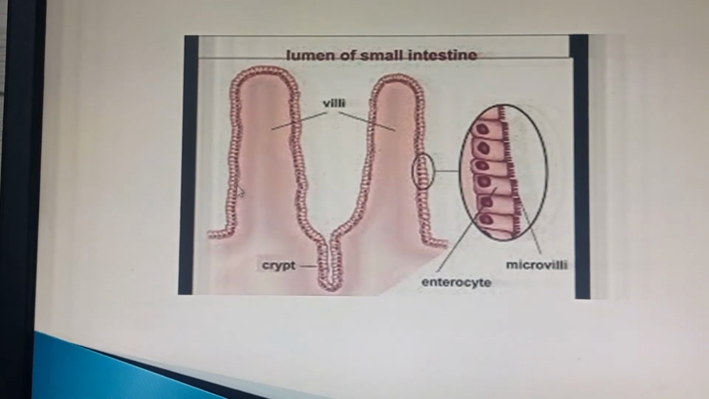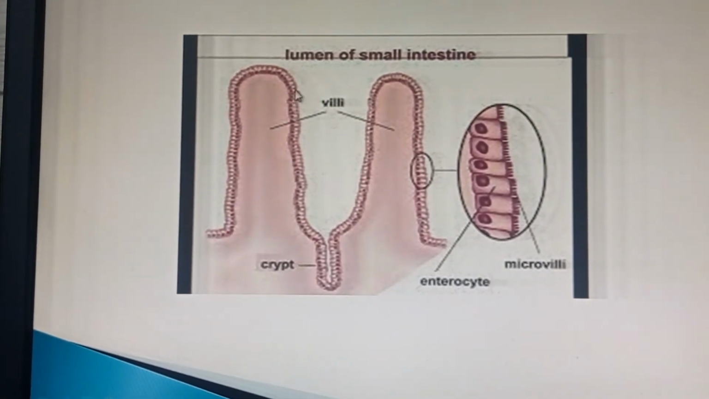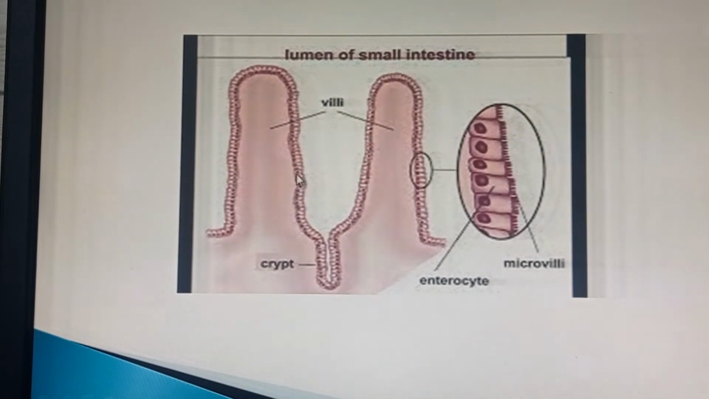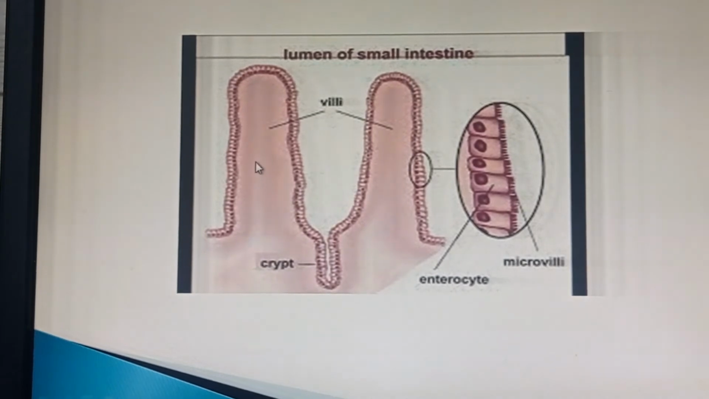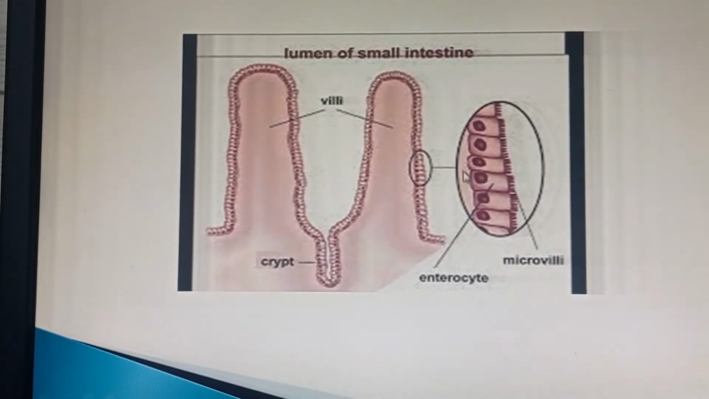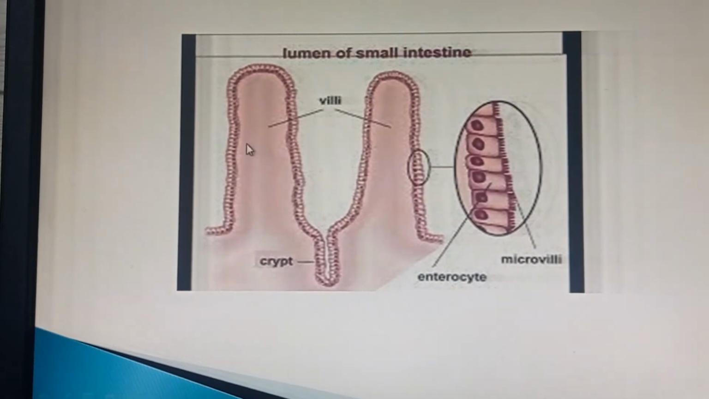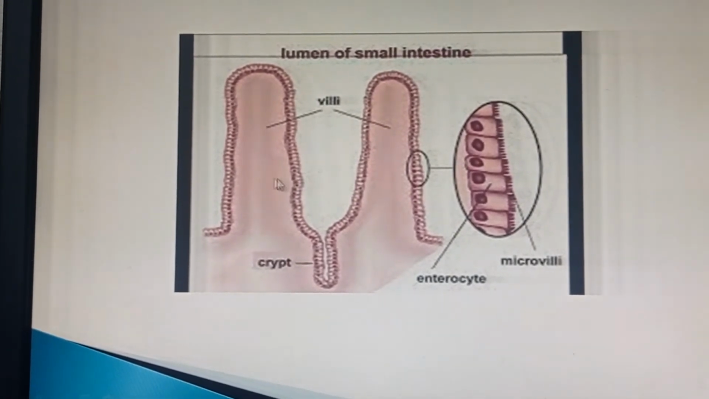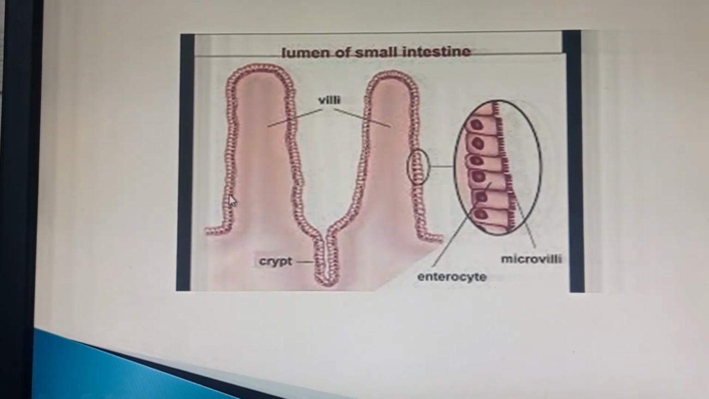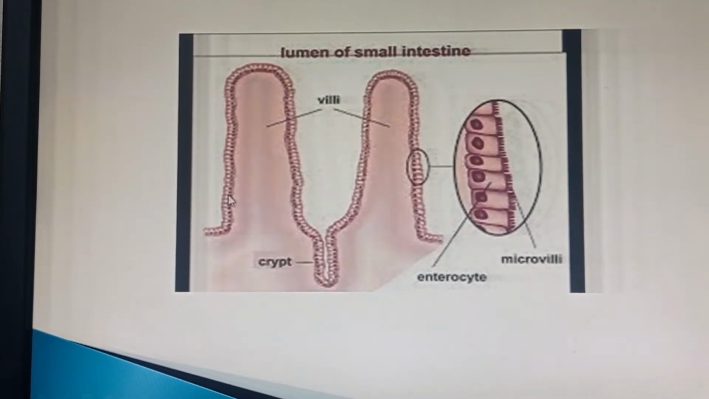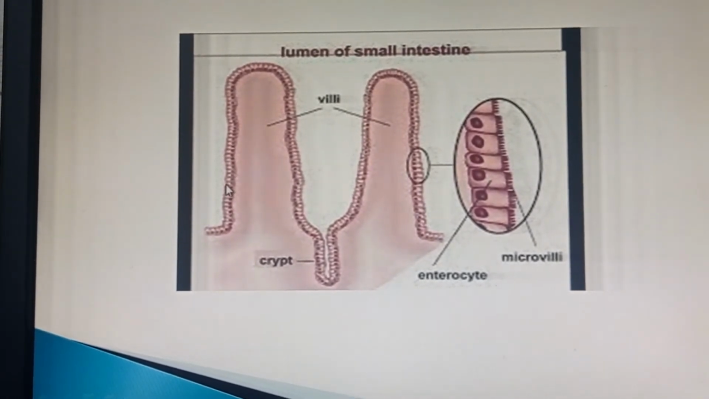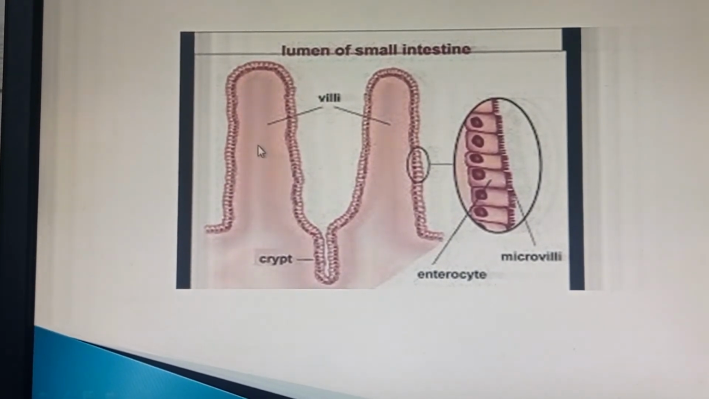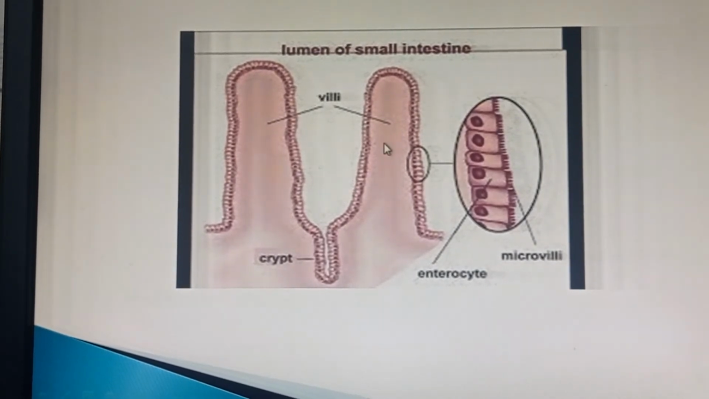If you see the wall of a small intestine, it has some folds protruding in the intestinal lumen cavity. We call these villi and microvilli. They increase the surface area of a small intestine, because if the membrane doesn't have any fold, just straight, the surface area is less for absorption. It has many folds, so it increases the surface area for absorption.